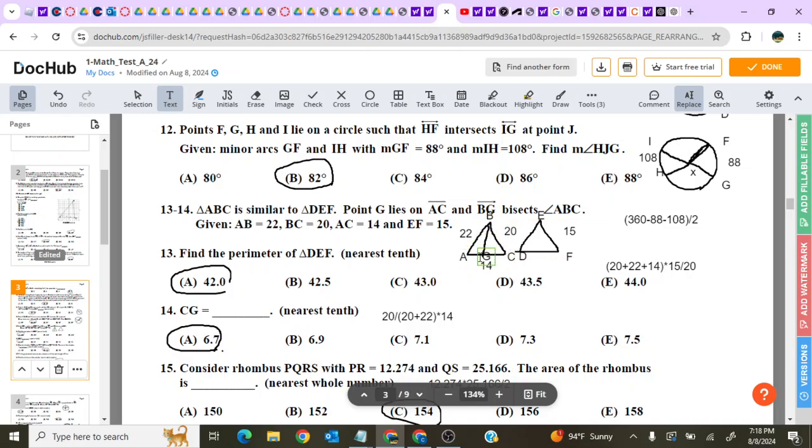Well, you know that it's similar, so any value from ABC has to be multiplied by some value to get that corresponding side on DEF. In this case, this 20 goes to this 15, so it has to be multiplied by 15 over 20. So, as a result, you can take the perimeter of ABC and then multiply it by 15 over 20 as well. If you do that, you get a perimeter of 42.0.